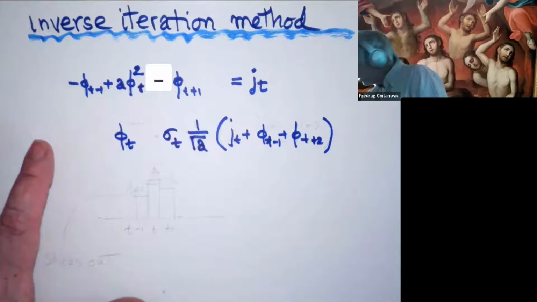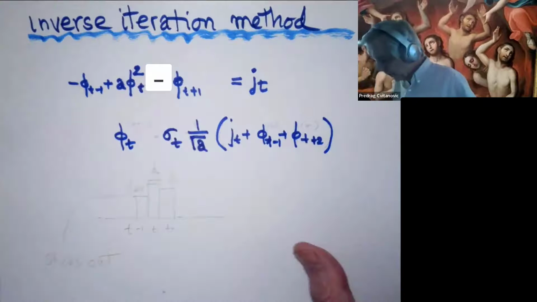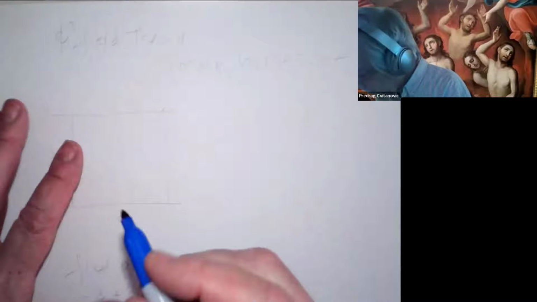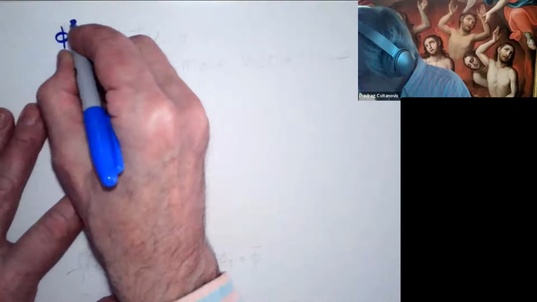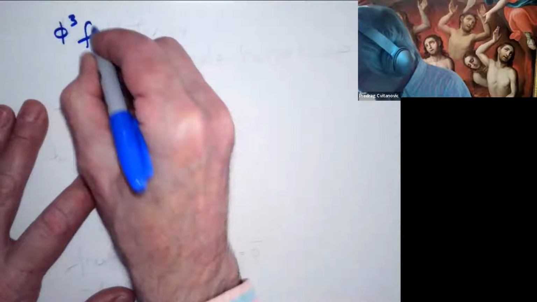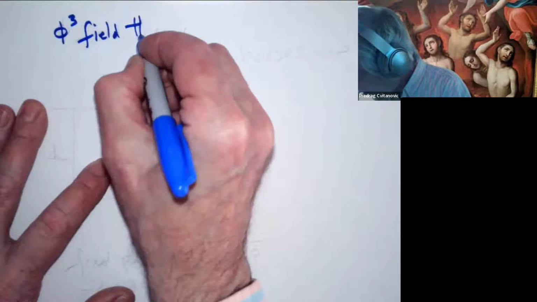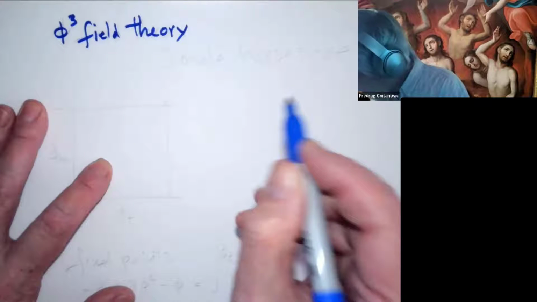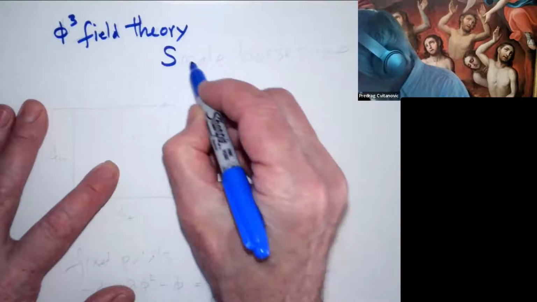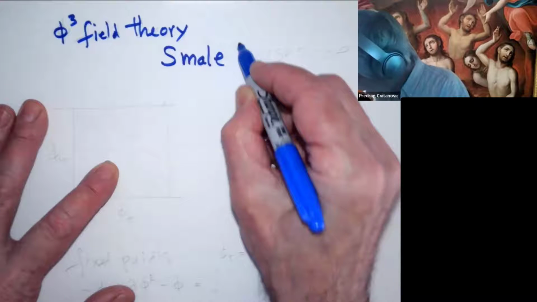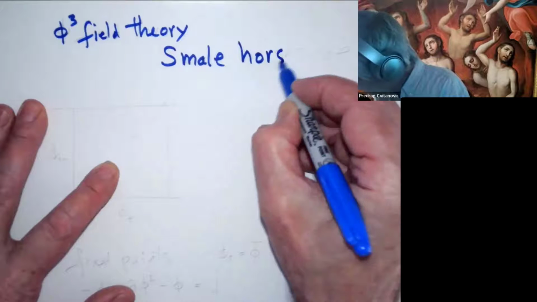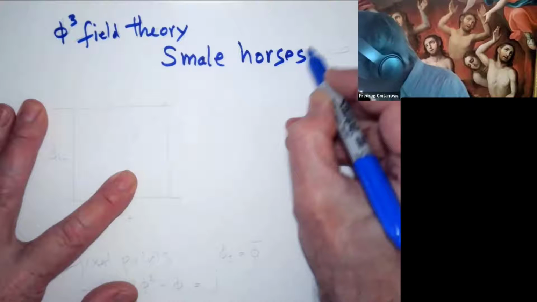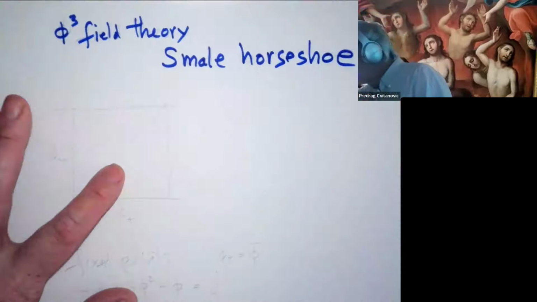So let me remind you what this looks like. So phi cube field theory has a small horseshoe, surprisingly, but I didn't expect this myself from field theories. But that's what it has.